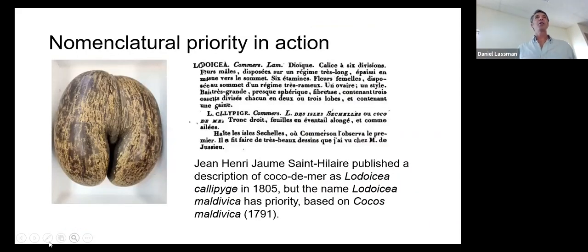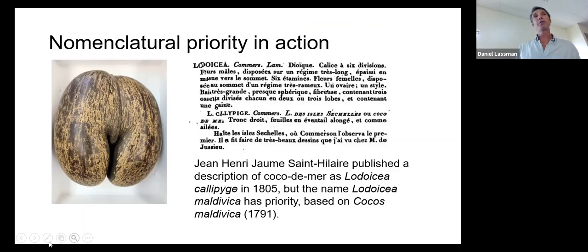So here's a little nomenclatural priority in action. I like this because it's kind of a dirty word. So this is a double coconut. You can see one back on the table because they're just amazing. World's largest seed, grows only in the Seychelles in the Red Sea. And it used to be super coveted by European royalty and rich people. And they would pay hundreds of thousands of dollars for these things and kind of bling them out with jewels.